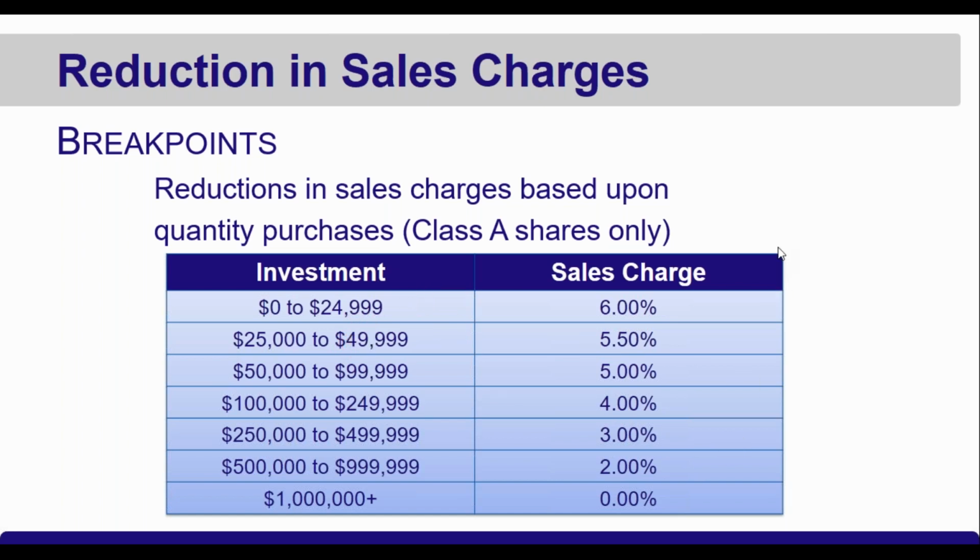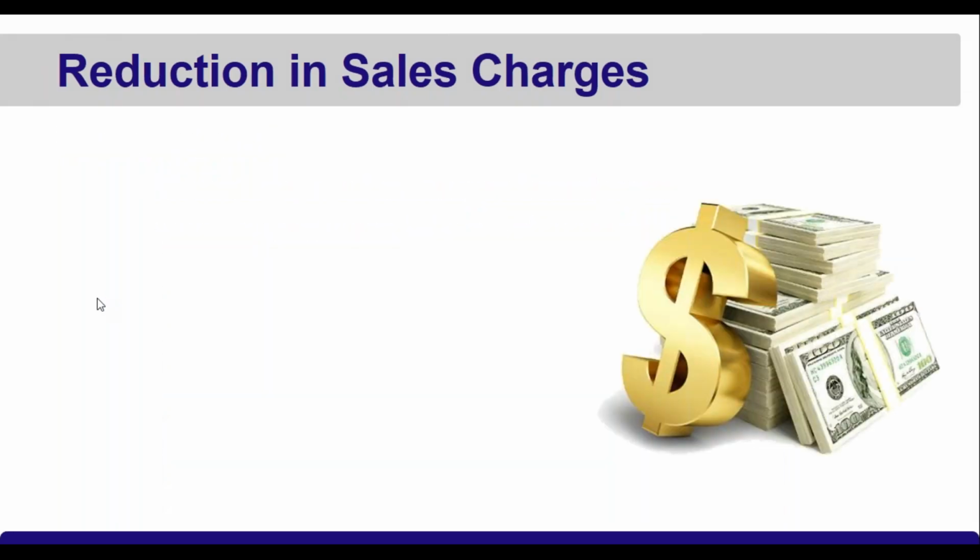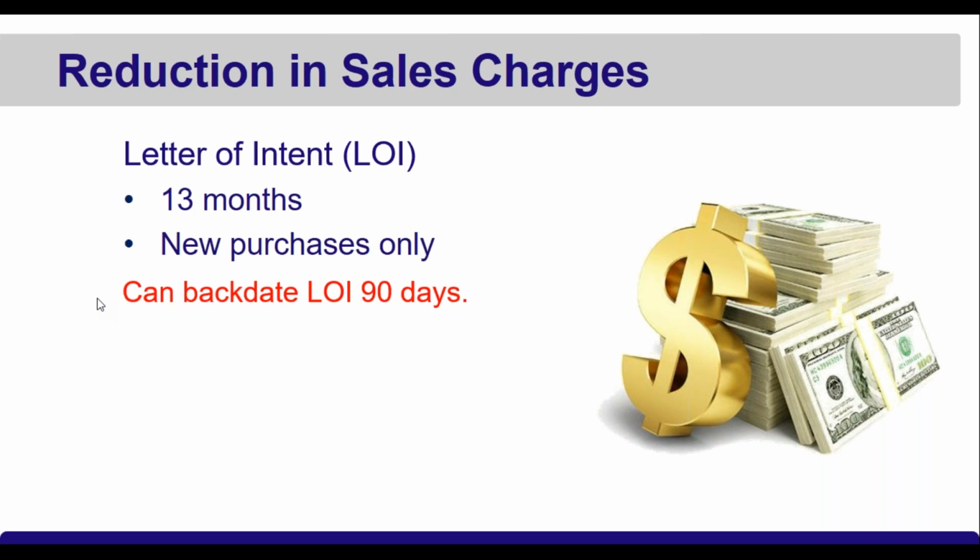In which case, you might want to mention, well, you don't need to have it right at this minute. Do you think you might be able to come up with it in the next 13 months? If so, then you would tell me about something called an LOI, a letter of intent, right? This is something you would have me sign, and it would go in with the $20,000 I'm investing today, and that tells the mutual fund that I plan to come up with the amount of money necessary to qualify for the next breakpoint.